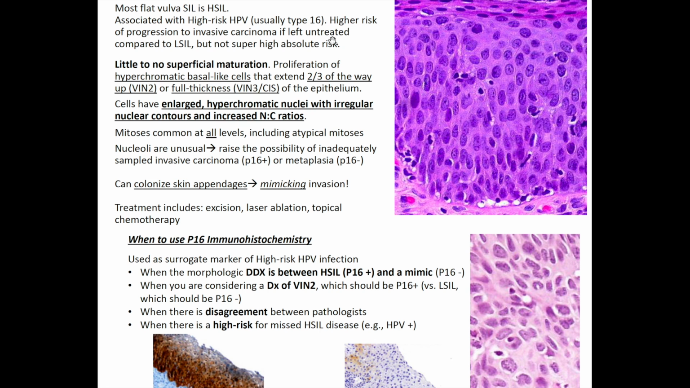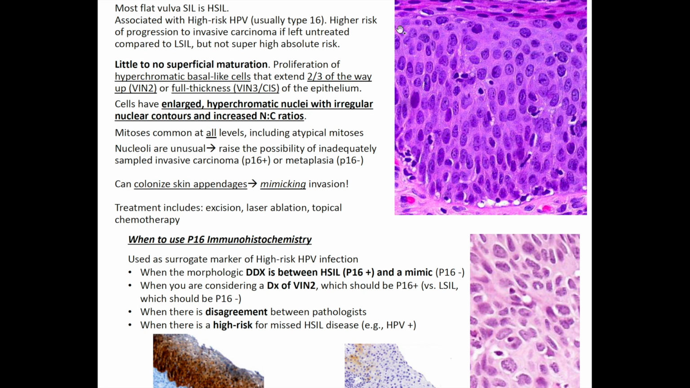There's little to no superficial maturation in HSIL, and there's proliferation of hyperchromatic basal-like cells that extend 2/3 of the way up for VIN2 or full thickness for VIN3, which is also known as carcinoma in situ of the epithelium. So here's a good example of HSIL, and I guess this would be VIN2, as it's not quite full thickness. You have a little bit of maturity at the top. So this would still be high-grade squamous intraepithelial lesion, but it's not quite full thickness to get to VIN3 or carcinoma in situ.